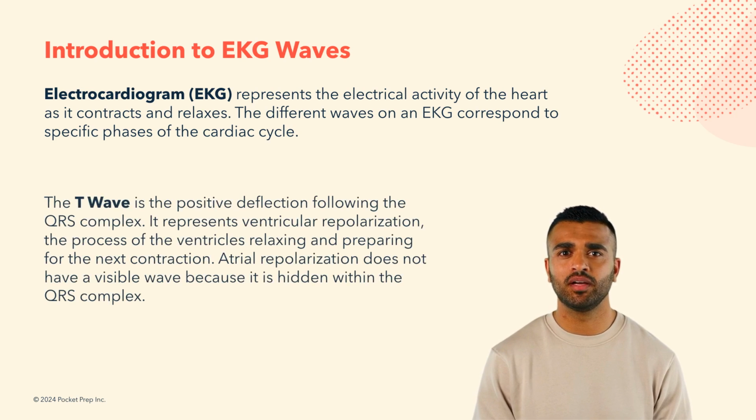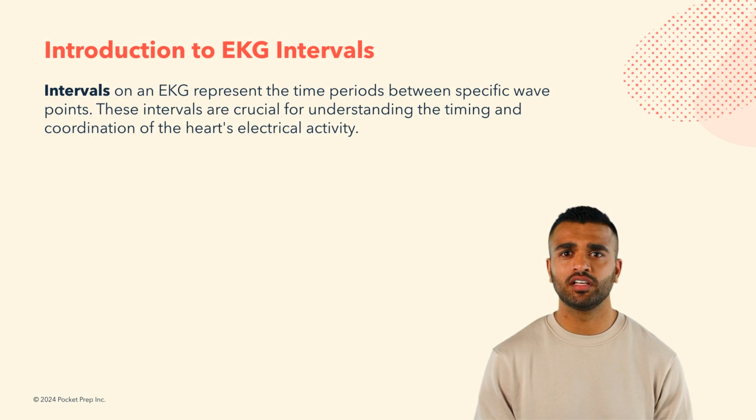The T wave is the positive deflection following the QRS complex. It represents ventricular repolarization, the process of the ventricles relaxing and preparing for the next contraction. Atrial repolarization does not have a visible wave because it is hidden within the QRS complex. Intervals on an EKG represent the time periods between specific wave points. These intervals are crucial for understanding the timing and coordination of the heart's electrical activity.